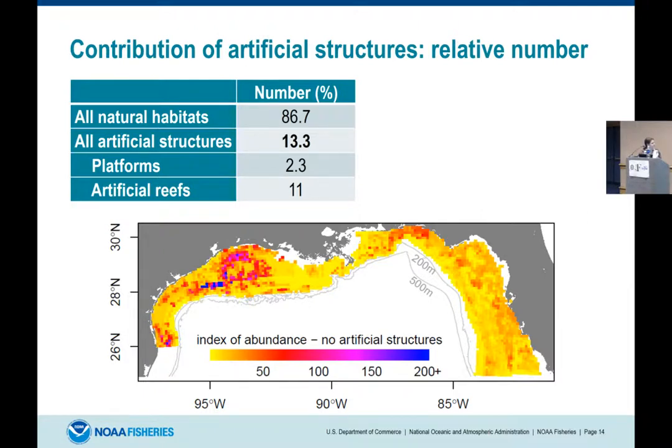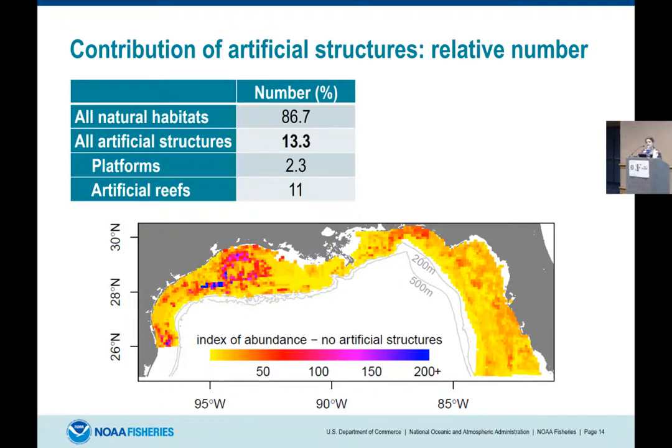And this is the index of abundance without artificial structures, and I'll flip back and forth. I think I have a little animation here. So you can kind of see I'm flipping back and forth between just what's on the natural reefs and what's on the artificial structures to kind of draw your eye as to where the artificial structures are really contributing numbers. And so you can see definitely in the Alabama artificial reef zone, over here in Texas, particularly closer to shore. So that's in terms of number.